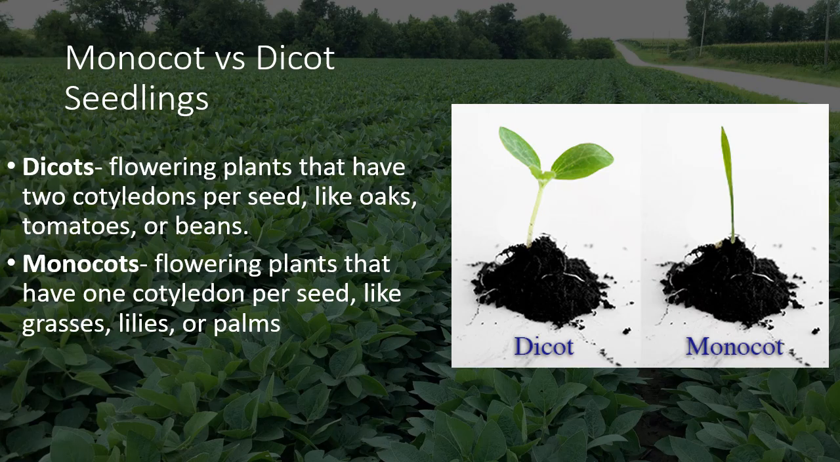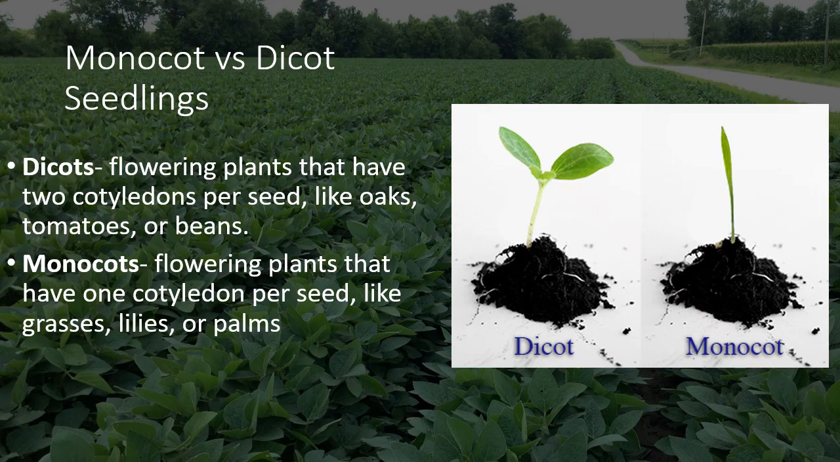Monocots are flowering plants that have only one cotyledon per seed, and that would include things like grasses, orchids, lilies, palms, etc. The monocots have only one cotyledon per seed, and so you only get one seed leaf rather than two. So that's an interesting feature. It's something to look for. Very valuable to be able to identify monocots versus dicots.